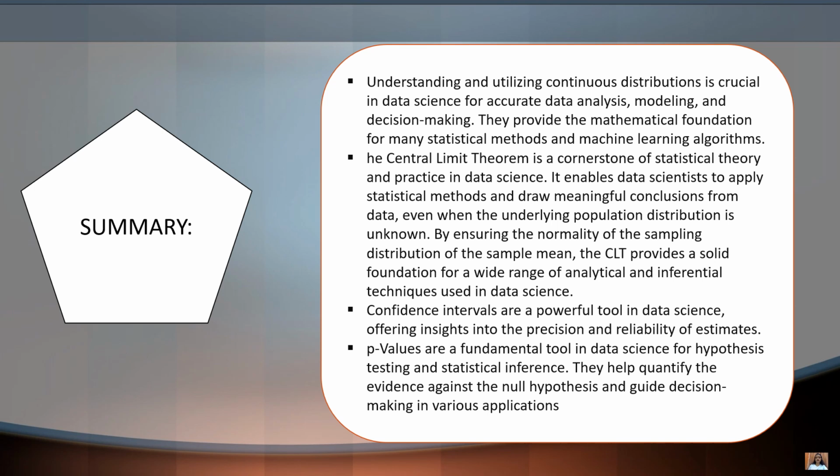The central limit theorem provides a solid foundation for a wide range of analytical and inferential techniques used in data science. The confidence interval, as we discussed, is a powerful tool in data science, offering insights into the precision and reliability of estimates. P-values are a fundamental tool in data science for hypothesis testing and statistical inference. Like we took the example of flipping a coin, they help quantify evidence against the null hypothesis and guide decision making in different applications.